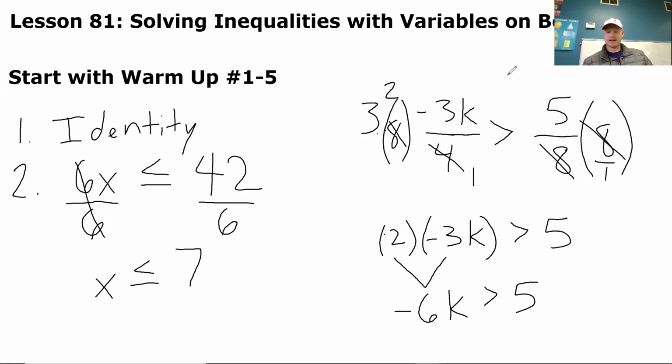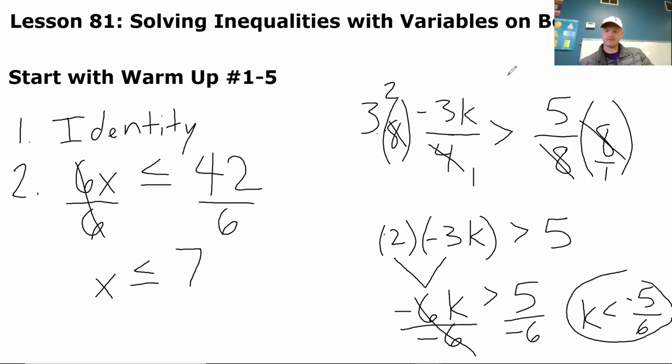Okay. Then our last step to get k by itself is divide by -6 to both sides. But remember, when we divide by a negative, that's going to flip our sign. So when we do that, we are going to have k is less than -5/6. That's going to be our answer for number 3.